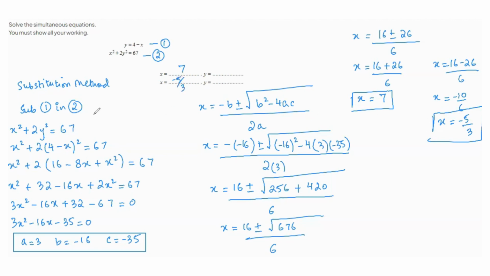Now for the y values, we're going to use our first equation: y equals 4 minus x. So when x is 7, 4 minus 7 is going to be negative 3. So negative 3 for this. And y equals 4 minus negative 5 over 3, which is going to be 4 plus 5 over 3, and that is going to give us 17 over 3. So these are your values.